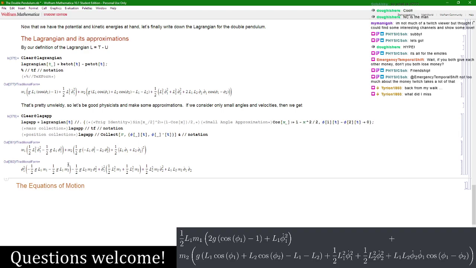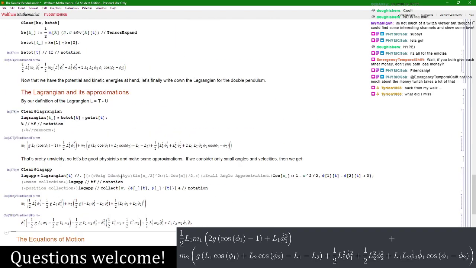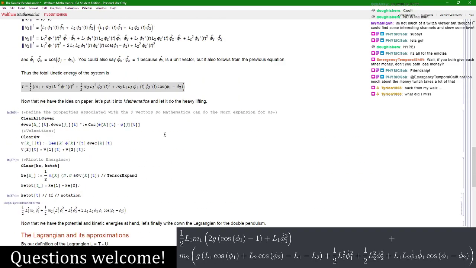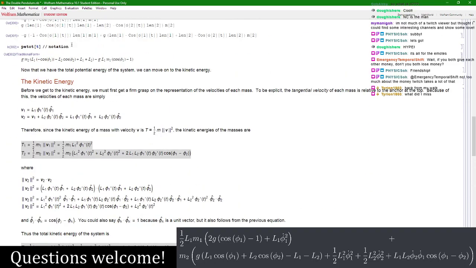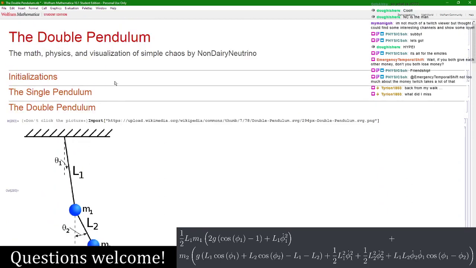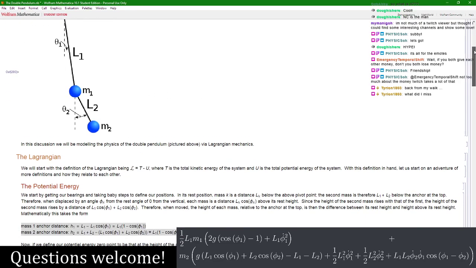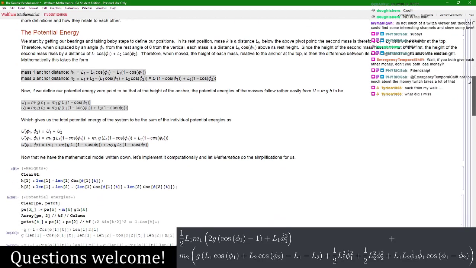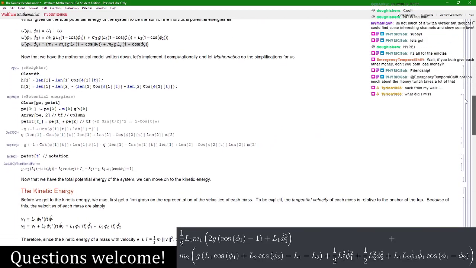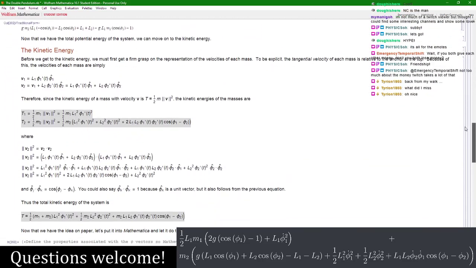Tyrion, back from your walk. What did you miss? You missed a lot. We derived the physics of the double pendulum from starting points and took baby steps, and we also implemented it computationally, letting Mathematica do the heavy lifting.